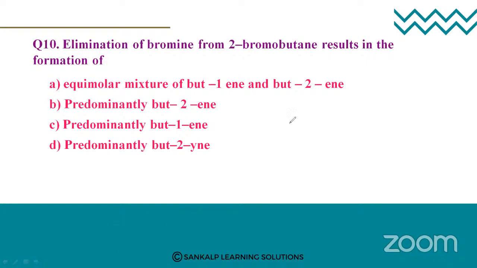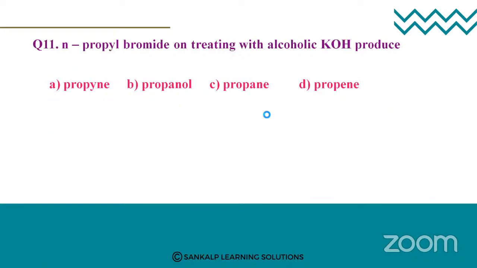So we'll go for the next question. N-propyl bromide on treating with alcoholic KOH produces. I'll write the reaction, and you can tell me the answer. N-propyl is CH3, CH2, CH2, Br. So this is N-propyl bromide.